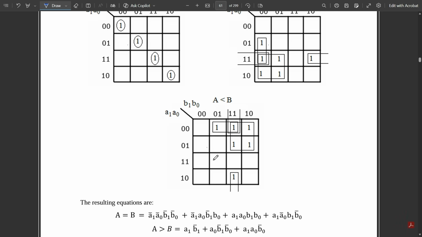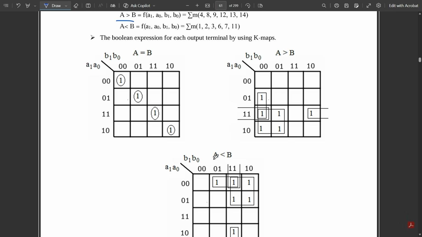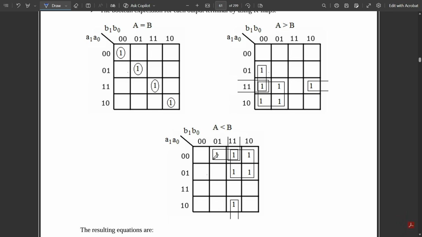So yeah, these were all about the comparators, guys. I've discussed in this video the basics of comparator, 1-bit and 2-bit magnitude comparators. Hope this video is useful to you guys. In the next video, we will be discussing decoders and encoders.